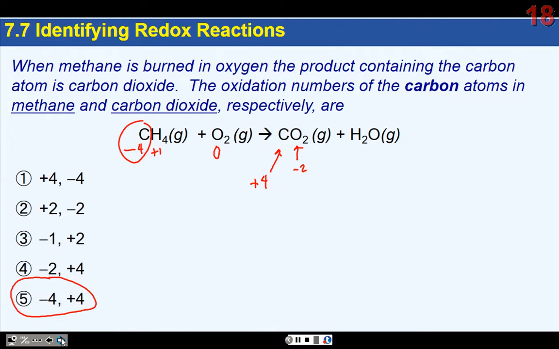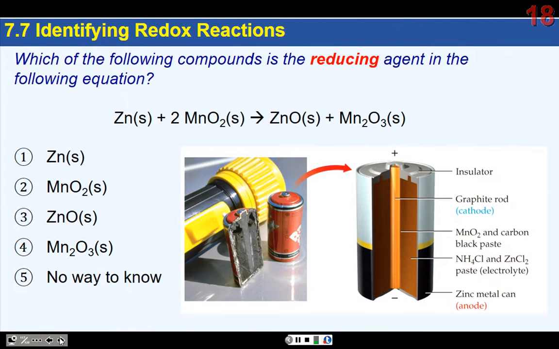One more example. See if you can follow along. This one looks far more interesting. This is something to do with a battery, and looks like a cutaway view of a battery where you've got manganese dioxide and carbon and ammonium chloride and zinc chloride. What's going on in this battery includes the manganese(IV) oxide right here, the zinc, and the products are going to be other things like zinc(II) oxide and manganese(III) oxide. So which compound is the reducing agent in this equation?